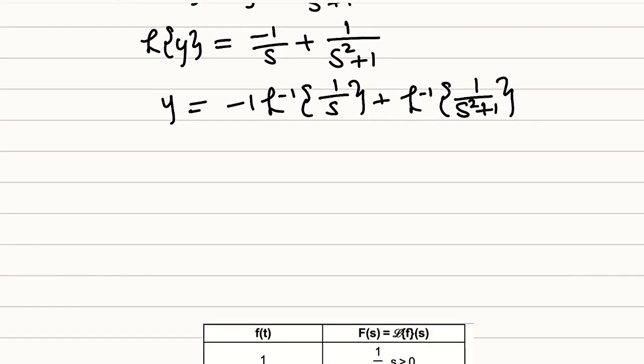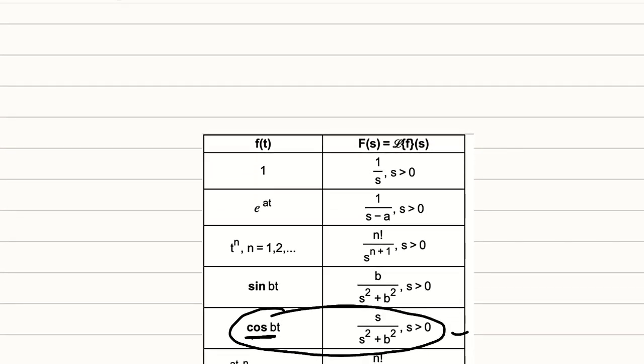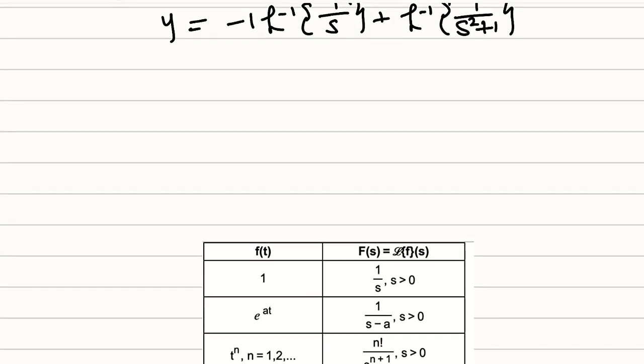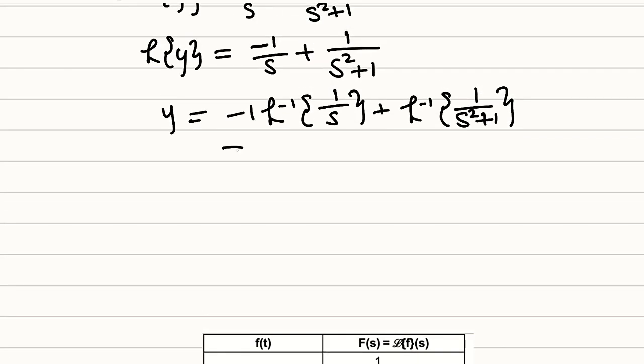The first one is 1 divided by s. Can you see that? If you take the Laplace transform of 1, you're going to get 1 divided by s. Therefore, taking the inverse Laplace transform of 1 over s will give you back your 1. Therefore, what we have there is nothing but 1. This is equal to -1 multiplied by 1 plus.